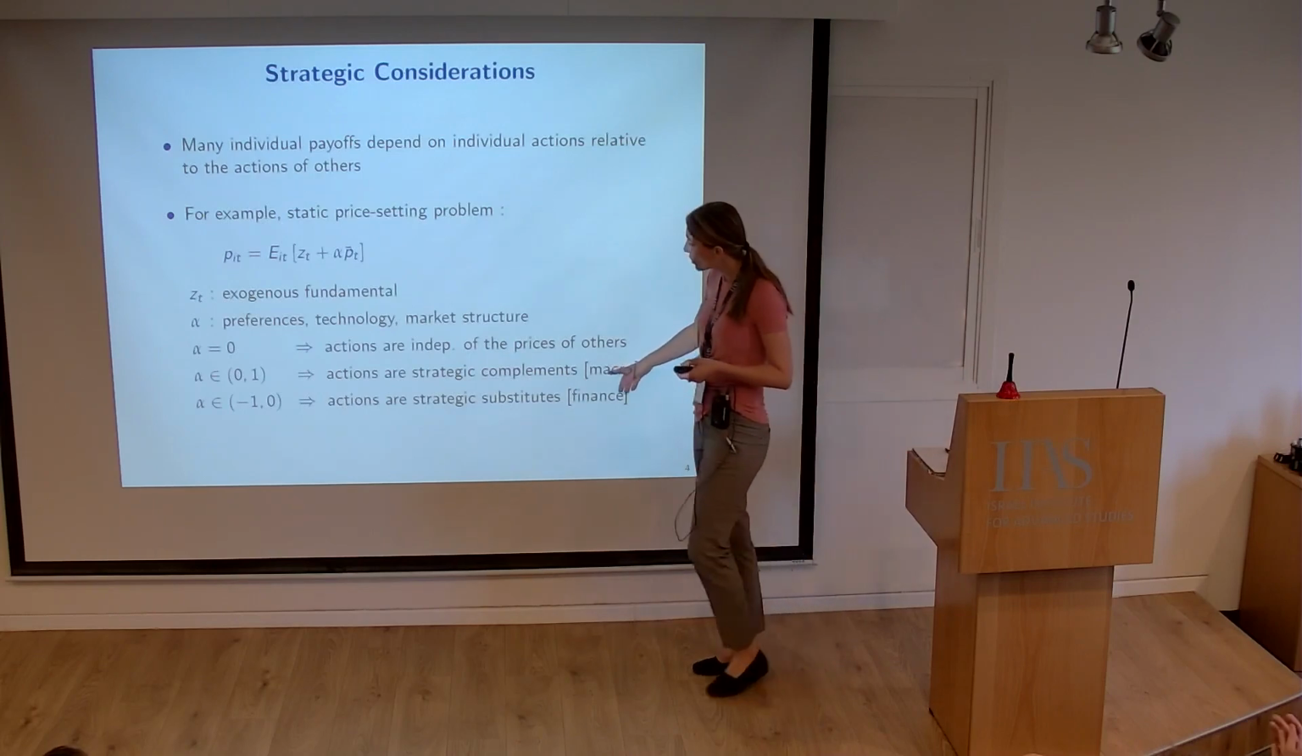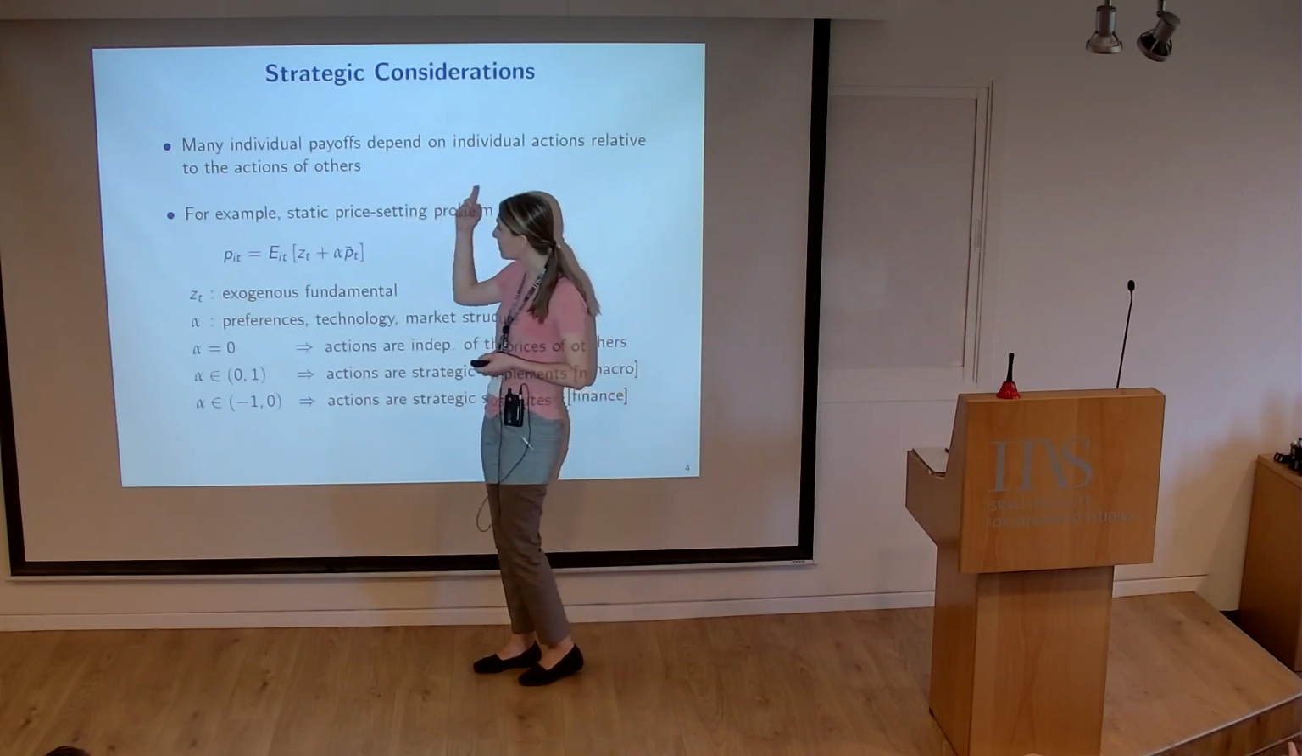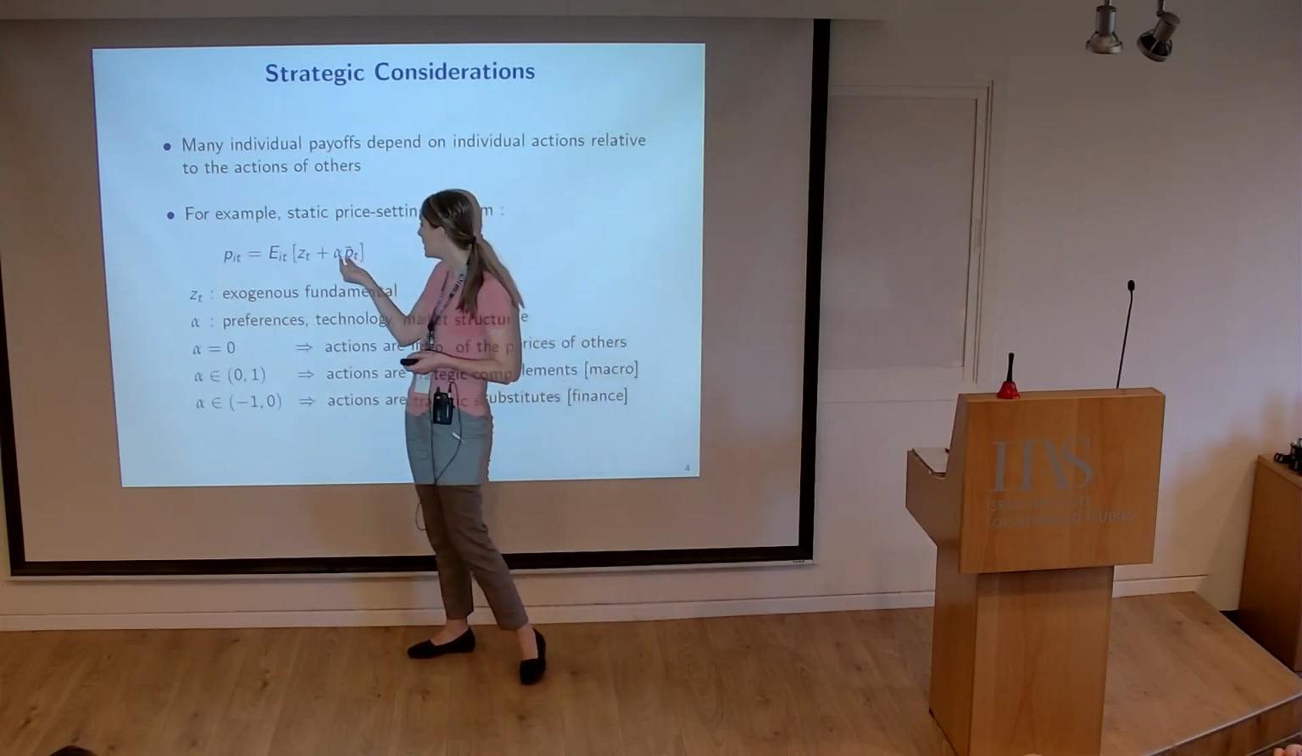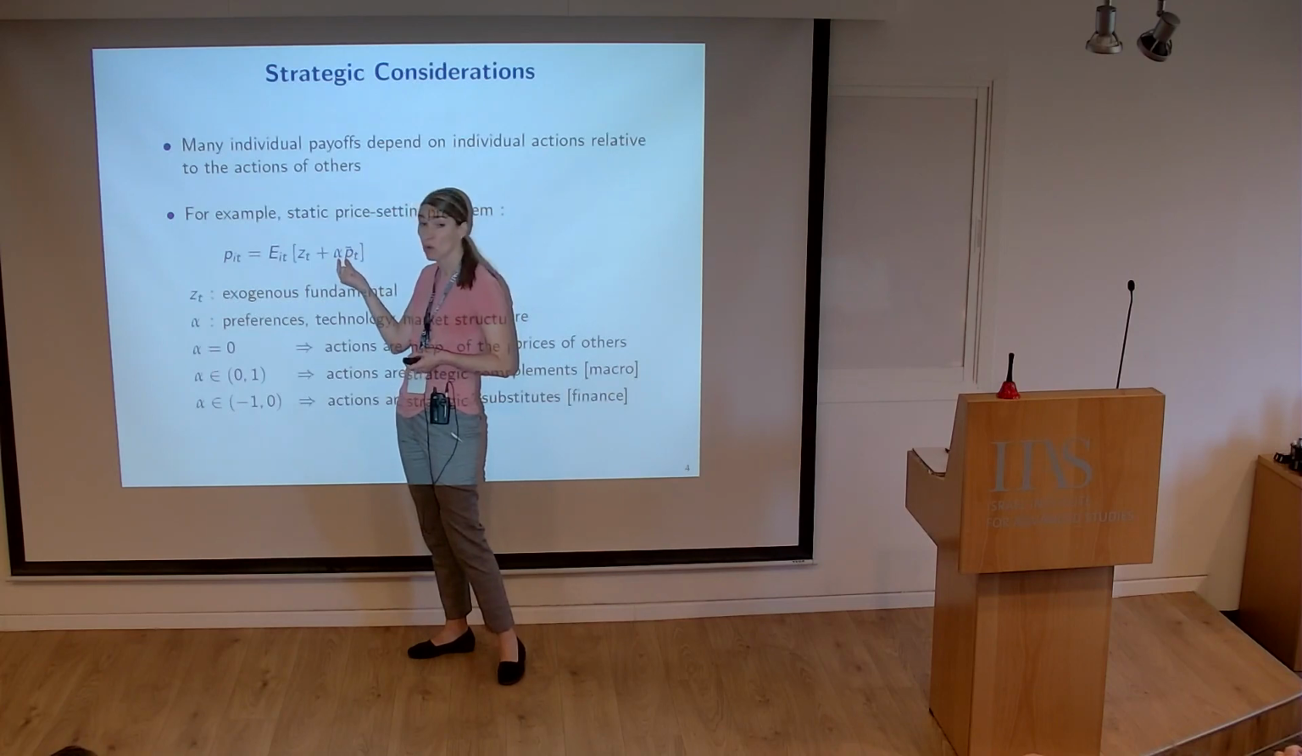And in order for macro models to get the kind of dynamics that we see in macro data, we're often going to need an alpha that is quite high. We're going to need a strong degree of strategic complementarities.